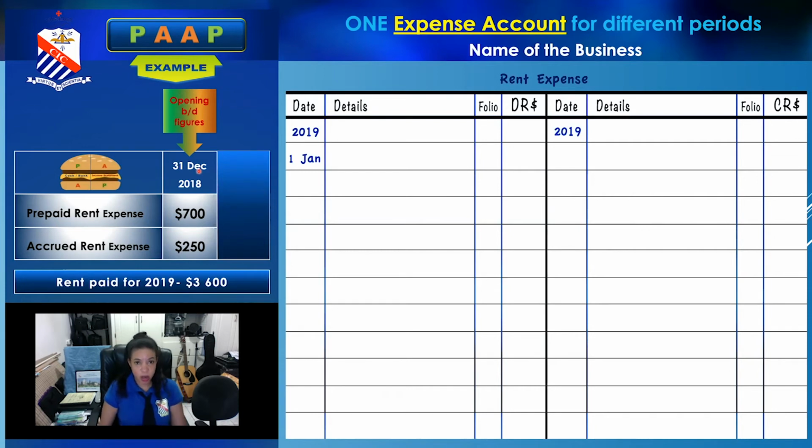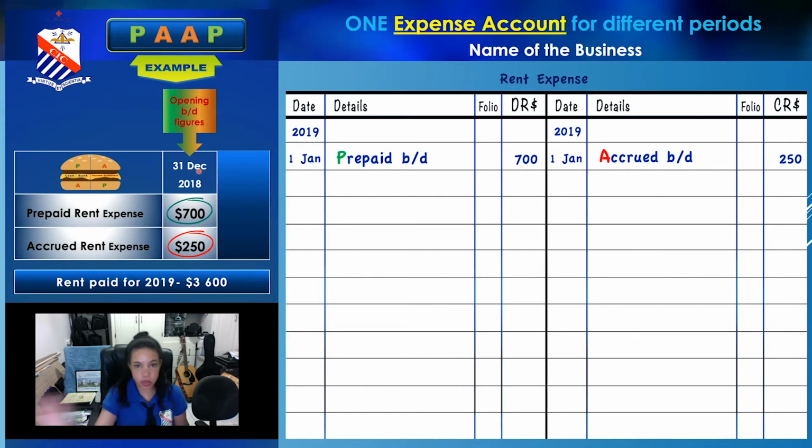So we're dealing with our opening figures, and the date is the 1st of January. And since we're using PAPA, it will be prepaid brought down. You're going to look to see, is there any? Yes, 700. Put the 700. Move on to the A. 1st of January, opening balance for accrued. The A, accrued brought down. You look under your opening balances. 250. Put 250. Move on.